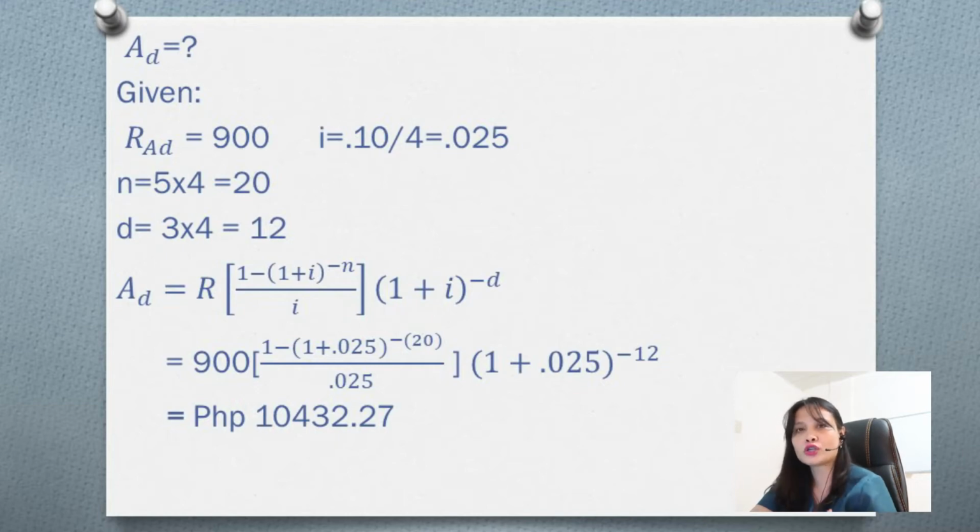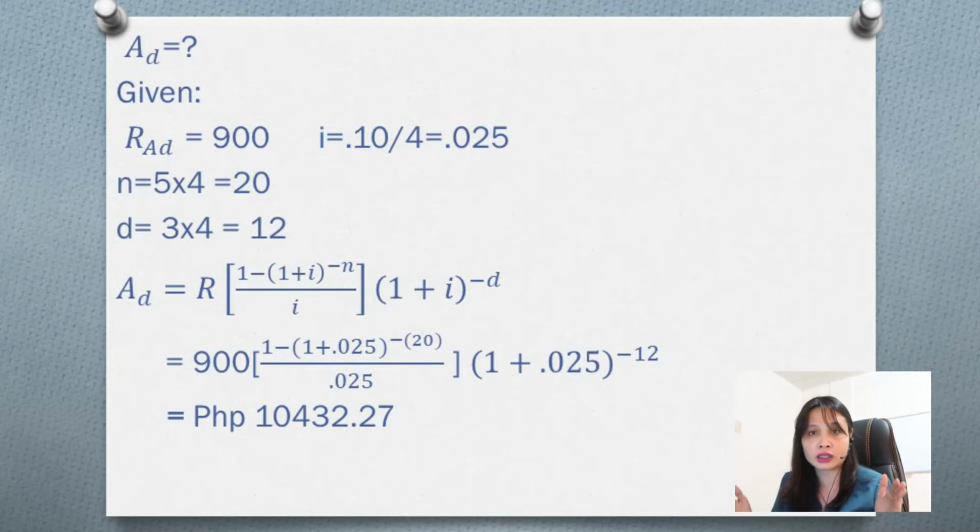Okay? So to solve for the present value of the deferred annuity, just substitute into the given formula. So your present value is 10,432.27. Again, what do you mean by N? When we say N, you are referring to the number of payments that you made. D refers to the number of payments that you missed. Okay, that is your deferment period.